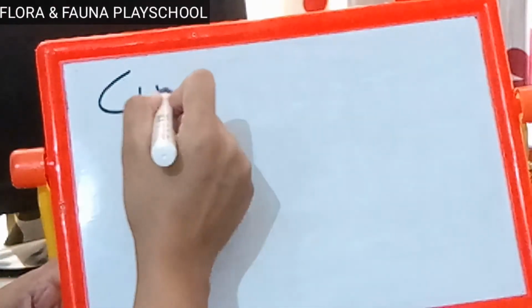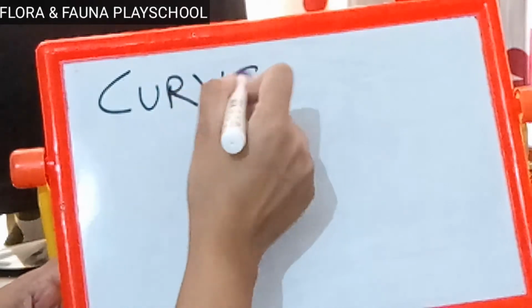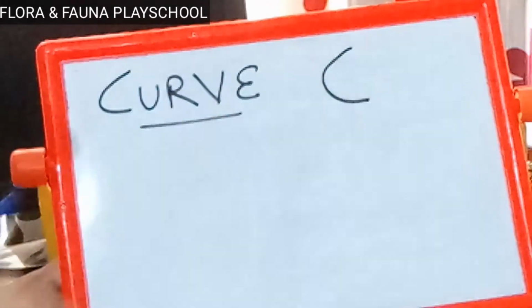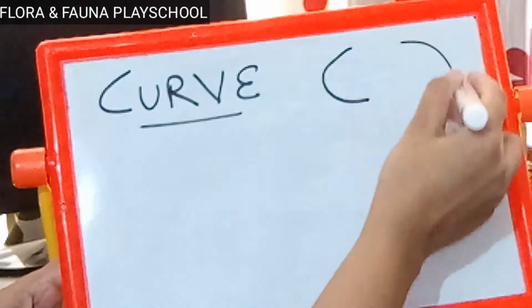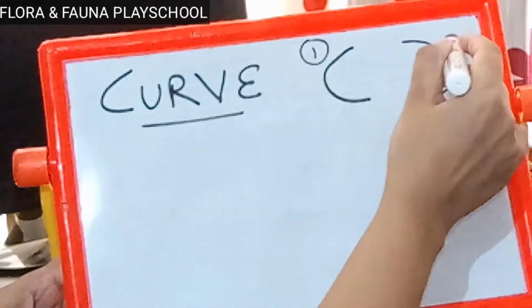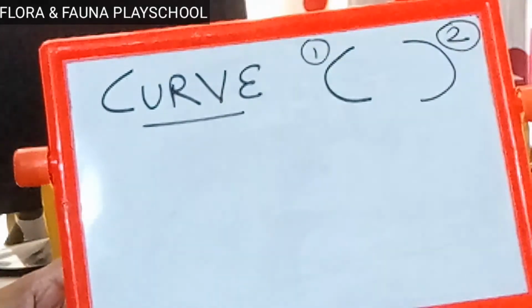In the last class we learned about bumpties and lumpties, right? So today we will learn about curve. Yes, curve. So let's begin. Curve. Curve ऐसे भी होता है and ऐसे भी होता है. So this is first pattern and this is second pattern.